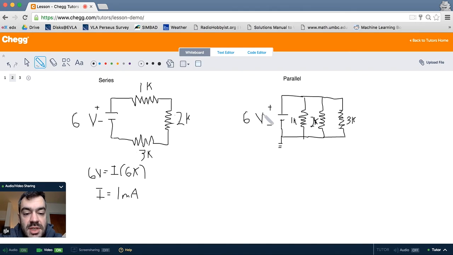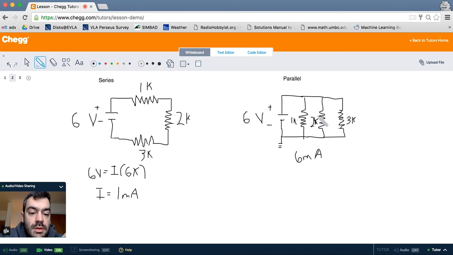So there are 6 volts of potential difference across each of these resistors, the 1K, the 2K, and the 3K. And that means that we can individually compute the currents going through them. So in this case, we have 6 volts across a 1K resistor, which means that the current going through this guy is 6 milliamps. So try to write that.